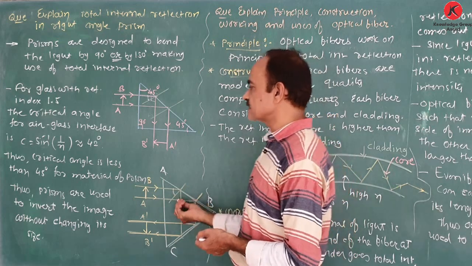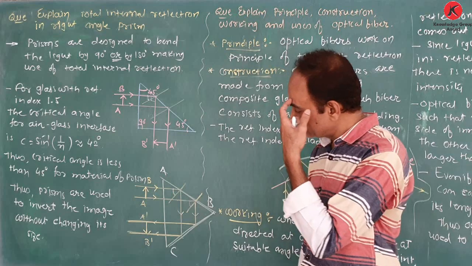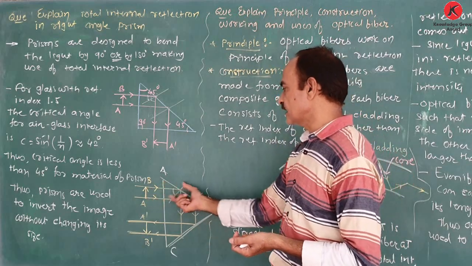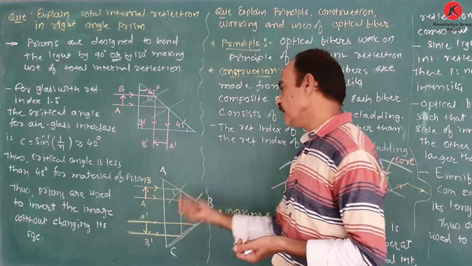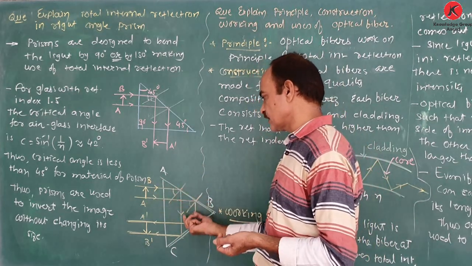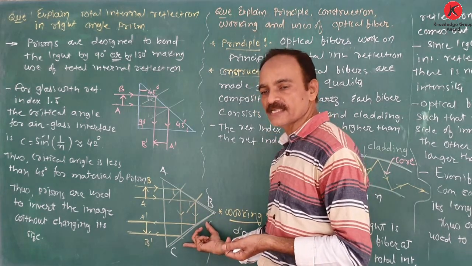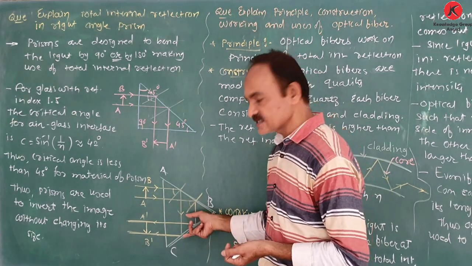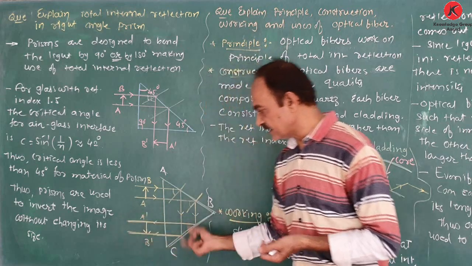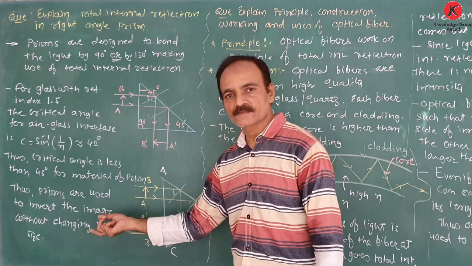So this angle of incidence is much greater than 42 degree. Therefore, this incident light undergoes total internal reflection. Right? Therefore, this light is totally internally reflected and incident on the BC surface of the prism. Again, it suffers total internal reflection, and finally this light is reflected in this direction.